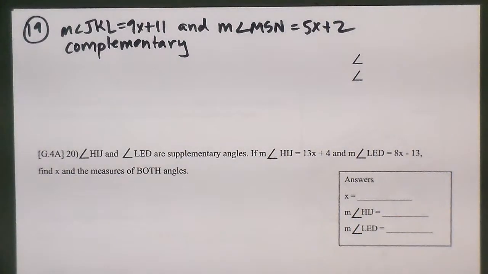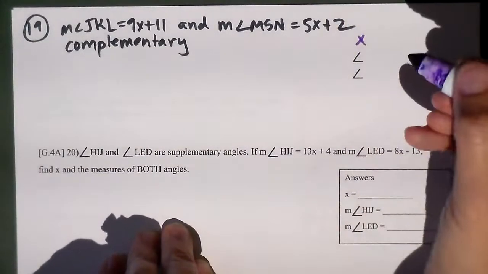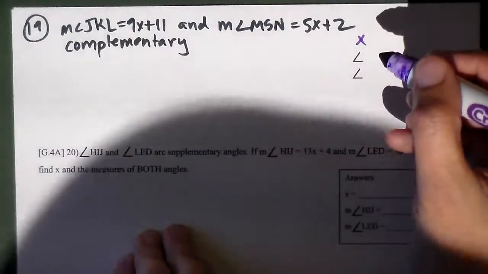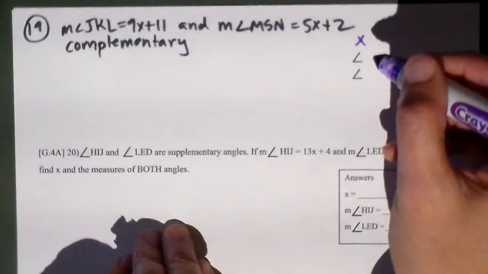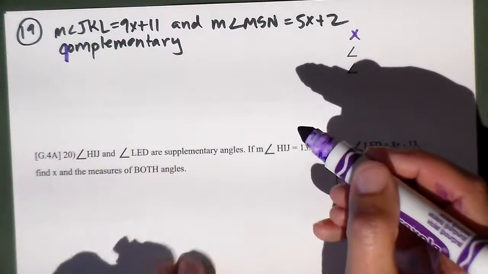Okay, this is number 19. We're going to start with the angles, and my printer printed it kind of wonky, so I just rewrote it here. On number 19 on the test, it tells you that the angles are complementary, and then it asks you to find x, and then the measures of both angles. Again, it just printed off wrong. But anyway, complementary means 90.